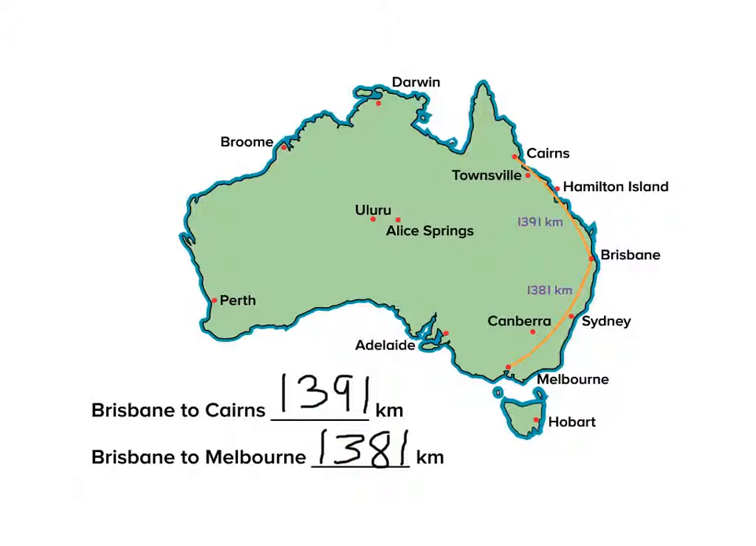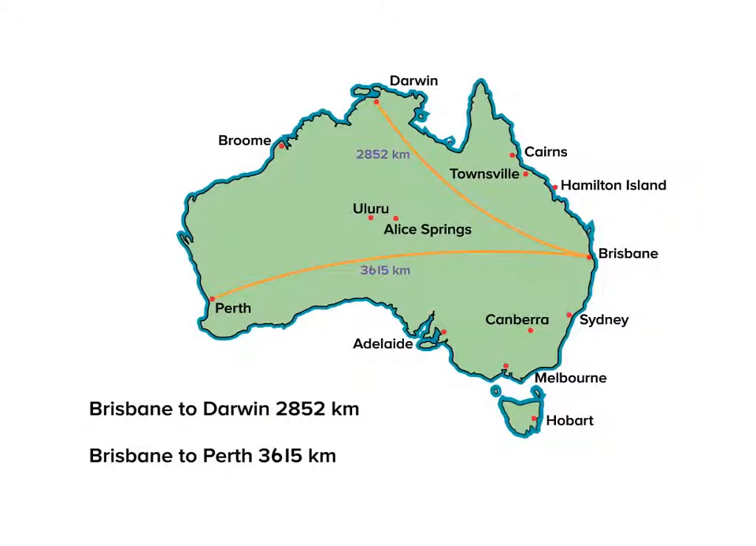So it is a greater distance to go from Brisbane to Cairns because it's 1,391, whereas Brisbane to Melbourne is 1,381. So that, if you wanted to know, is a difference of 10 kilometres. So it is 10 kilometres longer to go to Cairns than it is to go to Melbourne. Let's have a look at this map. So this time we're going from Brisbane and we're going all the way up to the Northern Territory in Darwin.